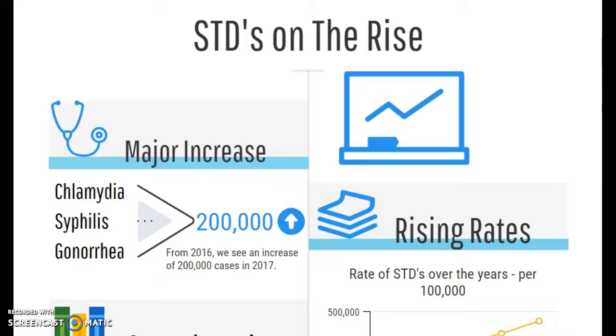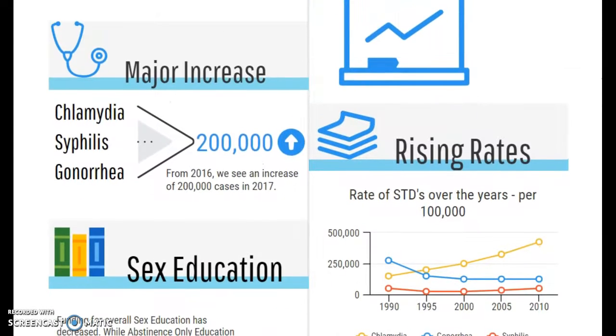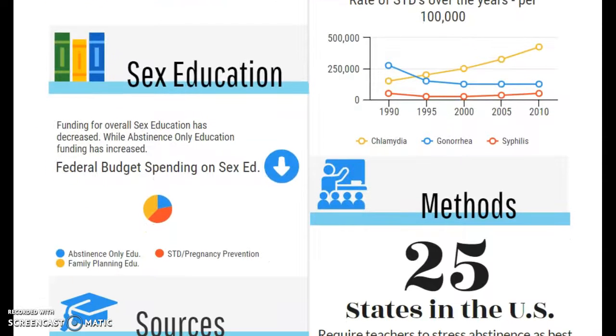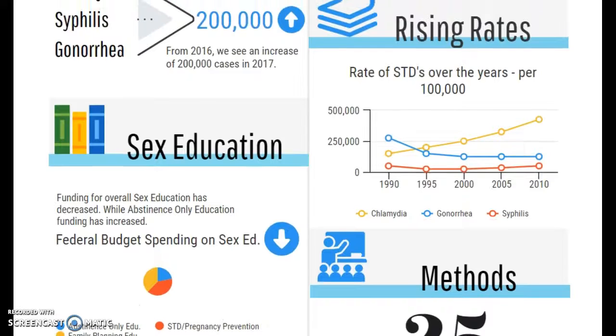The topic for my infographic is about sexually transmitted diseases on the rise in the United States. I chose this as I had recently done research on this in another class. I designed this infographic in a way that shows the main points and the sort of causes and issues of the issue here. The main points being major increases in rising rates in sexual education and methods being the causes, and not necessarily the lesser points, but I put them down below.